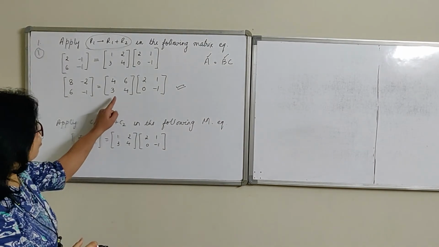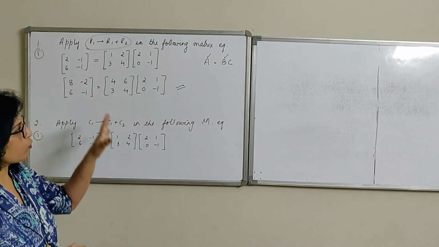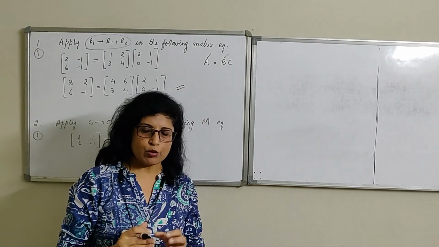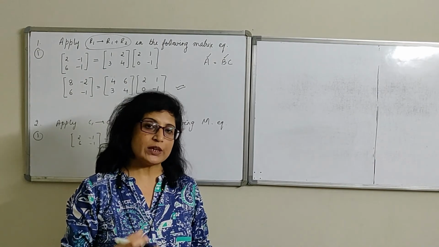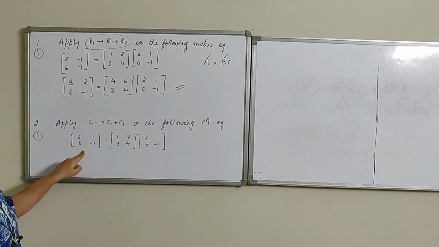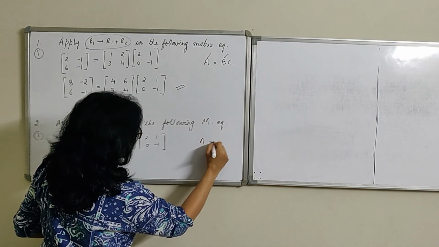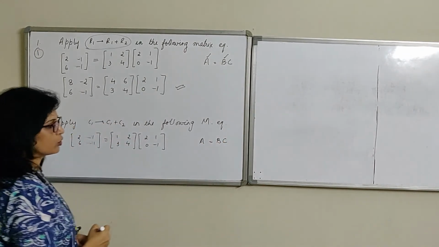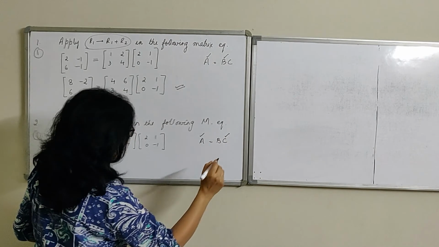Now you don't need to multiply this and show that it is equal to this. So when a question of this kind comes, you should know what kind of matrix equation is given and in which matrix we need to apply the row operation. Likewise, this is again a 1-mark question, apply column operation. You can see here the matrix equation is again of the type A equals BC. So where will you apply the column operation? In matrix A and C.